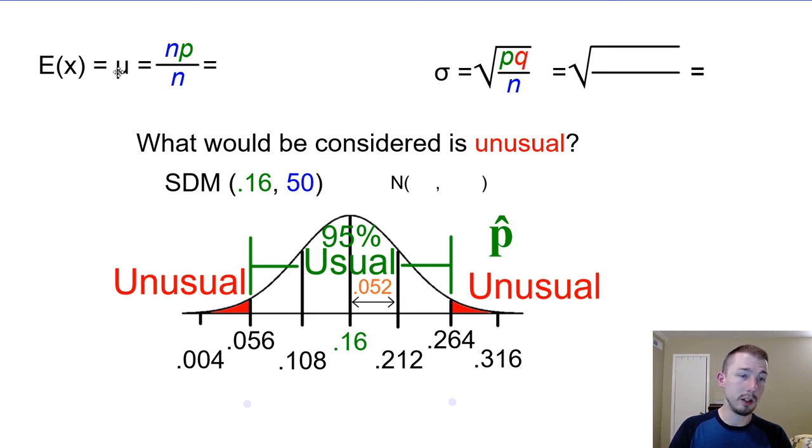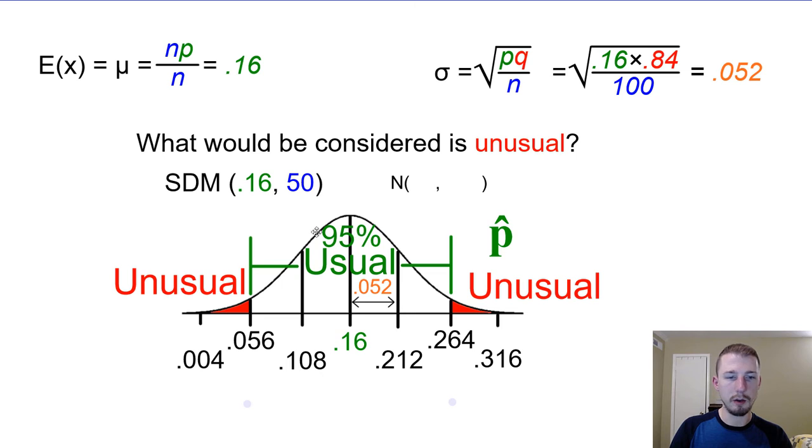So our expected value is going to be n times p from the binomial divided by n, which just is back to p, which is 16%. That's where it's centered. And then for the standard deviation, it's the square root of p times q divided by n. In this case, our p and q are going to be 16% and 84%, divided by 100 for our sample size, which will give us 5.2%.